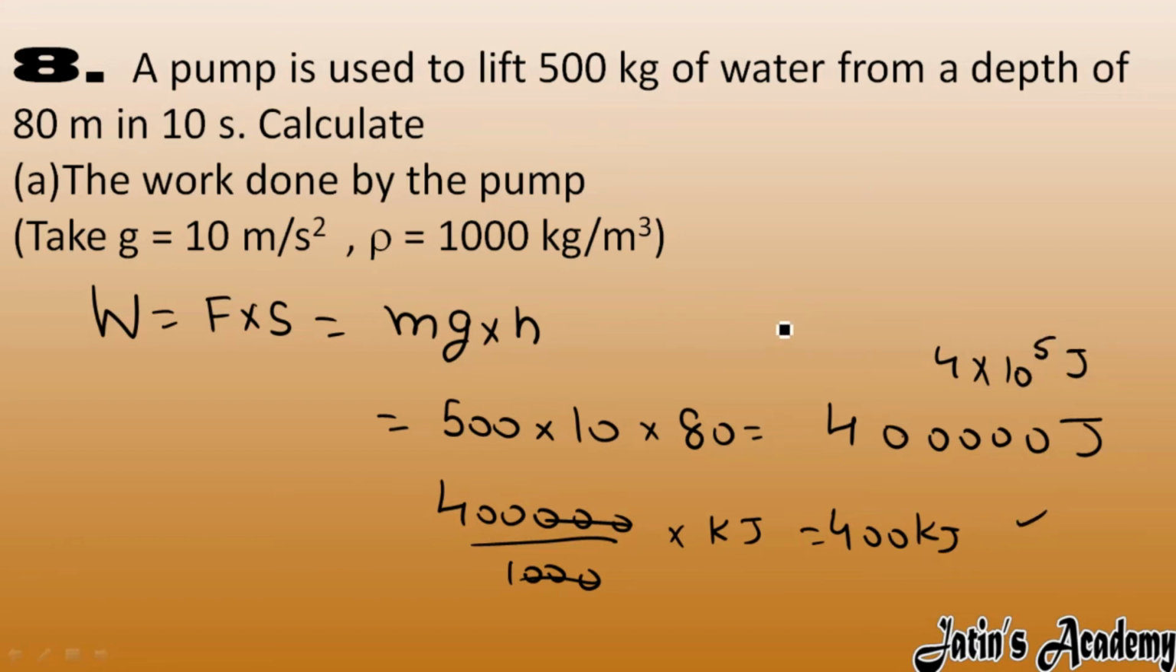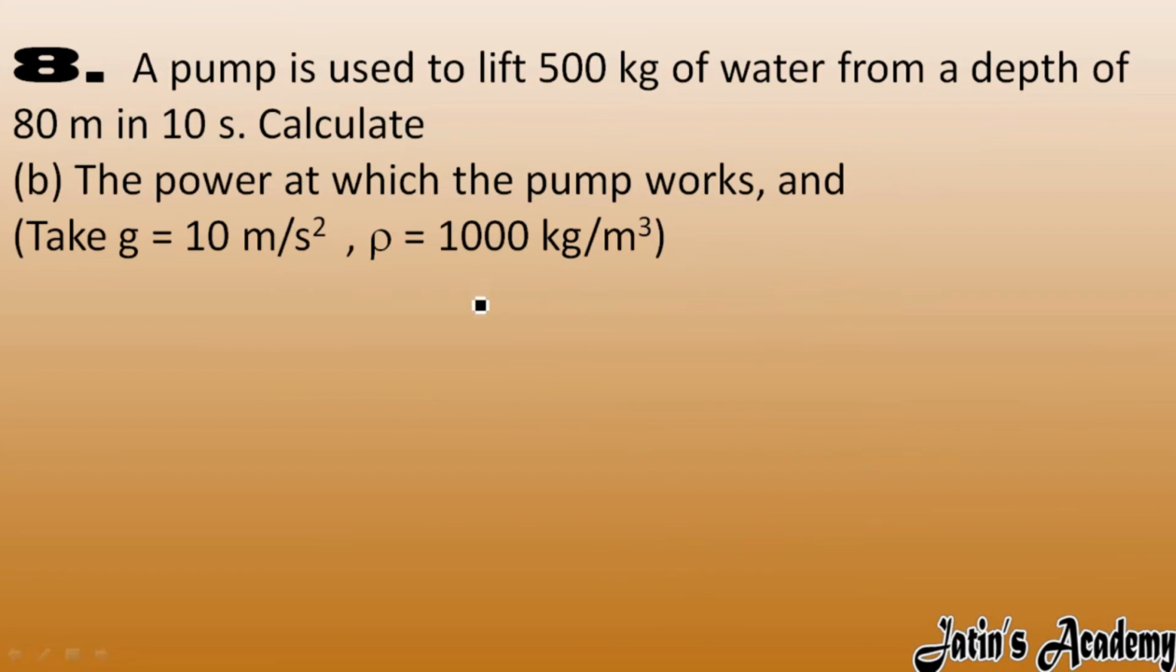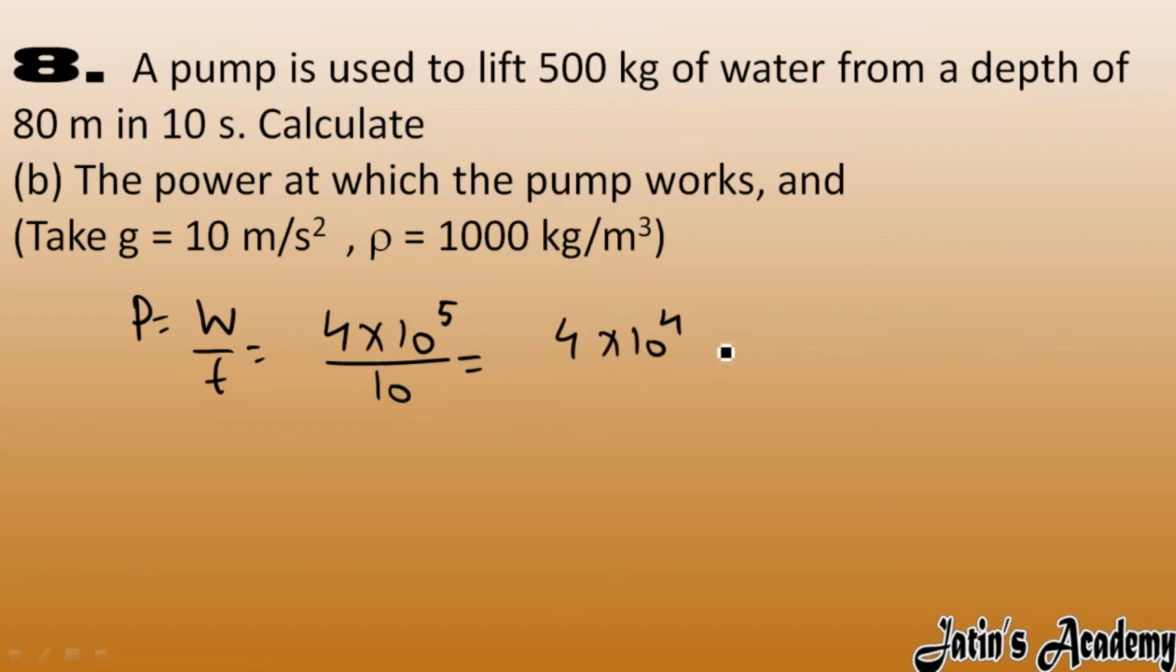Next we have the power at which the pump works. Power is work done per unit time. Work done we have 4 into 10 raised to power 5 and time we have 10 seconds. So the 10 cancels, and it becomes 4 into 10 raised to power 4 watt. You can also write it as 40 into 10 raised to power 3 watt, so 40 kilowatt is the power. This is basically the power output, which is given by the pump to raise the water.